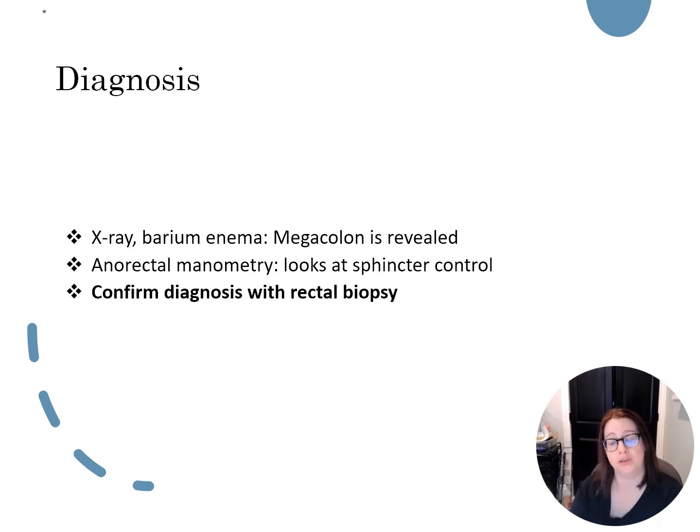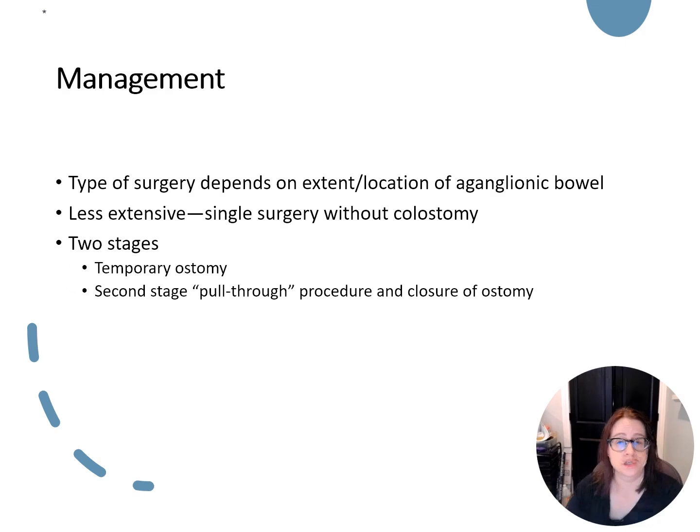They will move up the GI tract and kind of take little punch biopsies along the way until they find an area where those ganglion cells return, and then they know how much of that colon is affected. So then depending on the severity, they will surgically remove the bowel that is not meeting performance expectations. So if it's less severe, they can usually just do one surgery. They'll connect the plumbing and then the child is effectively cured. There's still a risk of complications, obviously, but it is a single step procedure.